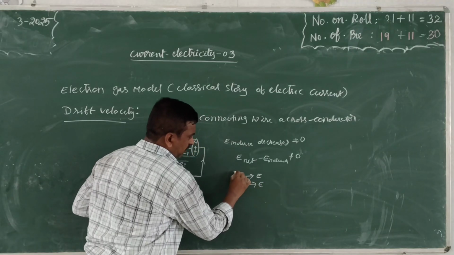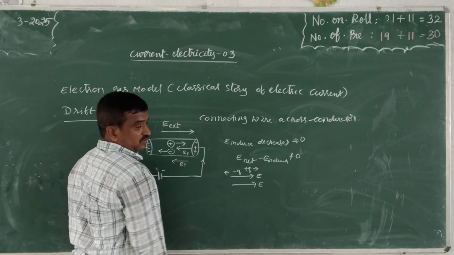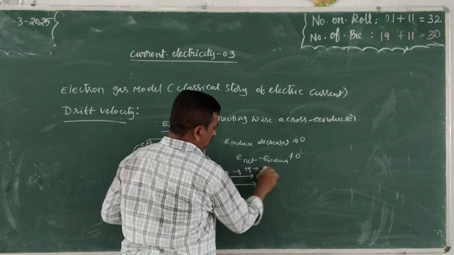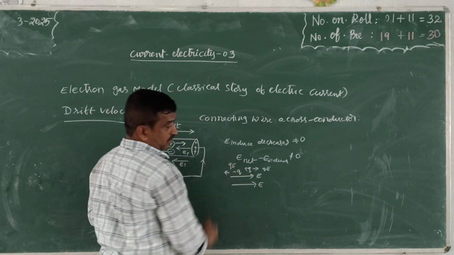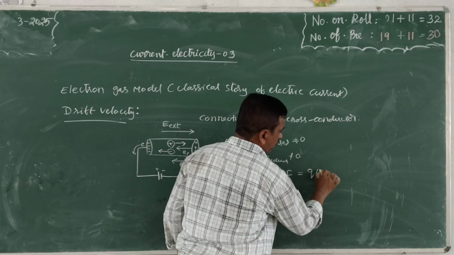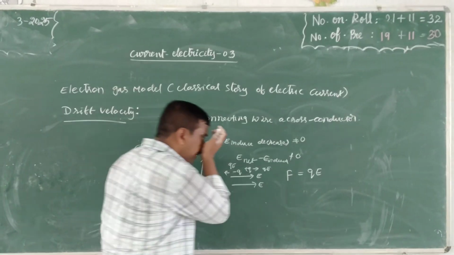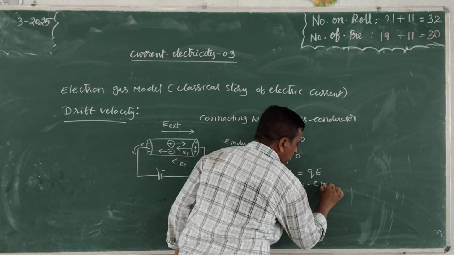Here, negative charges move in one direction and positive charges in the opposite direction. See, what is the force on a charged particle? Force equals Q into E. Here the electrons are moving, so Q is minus e, with electric field E.